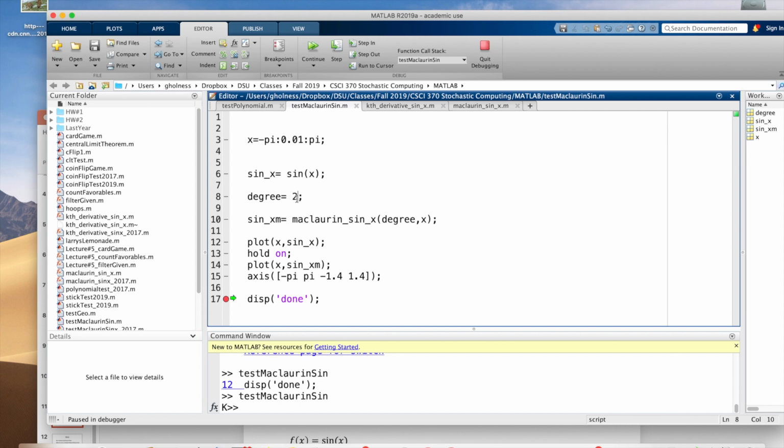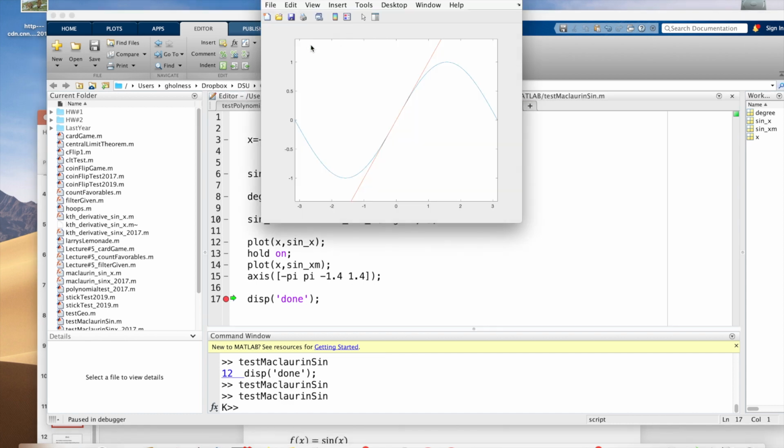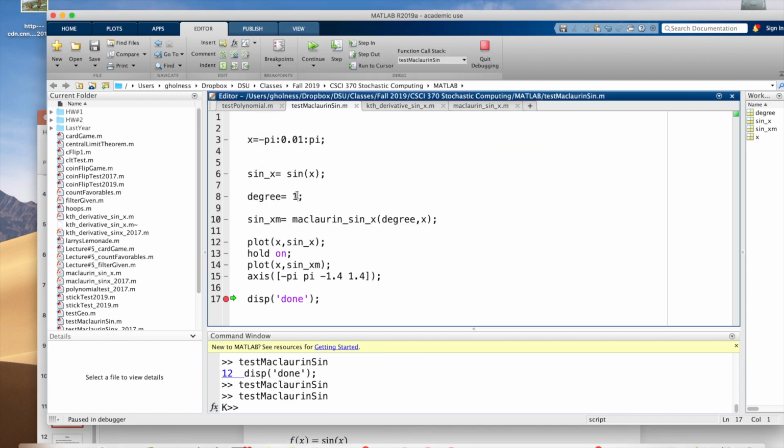Well, let's see what a first order looks like. That shouldn't be very interesting because it's just a line informed by the slope of the sine wave. Well, it doesn't do very well. Okay, so let's now make it a degree 3 Maclaurin, right? So let's save that and run it.